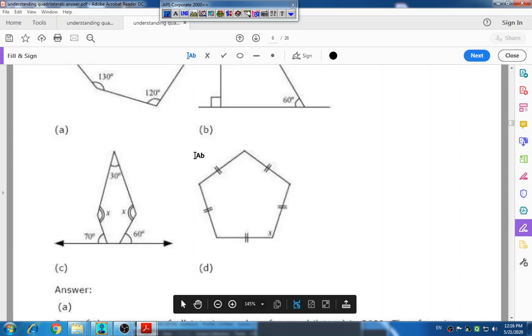So we have to write the rule. Sum of the measures of all interior angles of a quadrilateral is 360 degree. Therefore, in the given quadrilateral, 50 degree plus 130 degree plus 120 degree plus x is equal to 360.